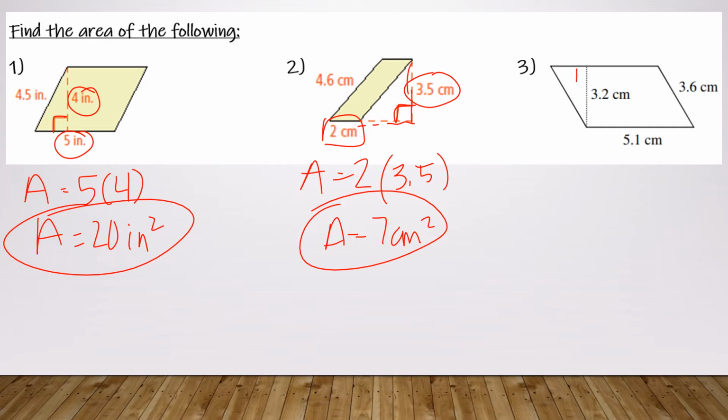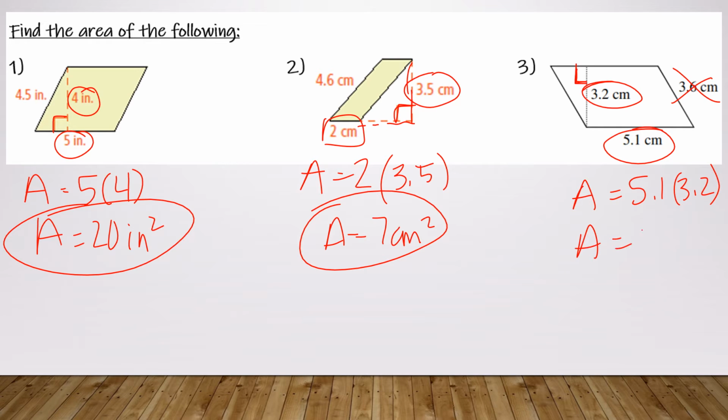Number 3, I didn't draw in a 90-degree angle here. I should have, but we're not going to use this length over here because 3.2 is my height, 5.1 is my base. So we're going to multiply those two together, and we get 16.32 centimeters squared.